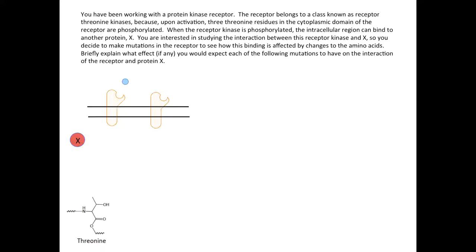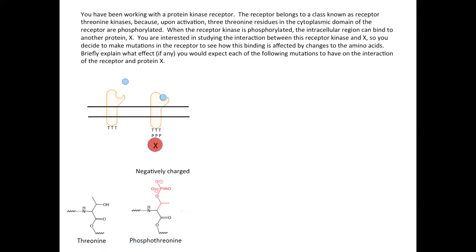You're working with a protein kinase receptor. The receptor belongs to the receptor threonine kinase class because it has 3 threonine residues in the cytoplasmic domain. When the receptor is activated, the 3 threonine residues are phosphorylated, making them negatively charged. This allows the binding to another protein called X.